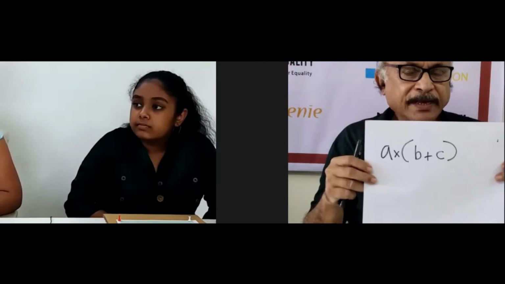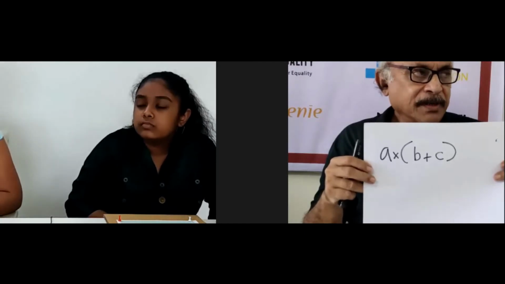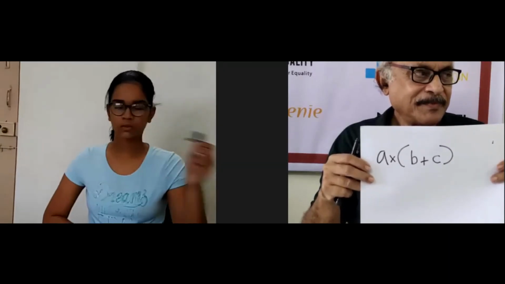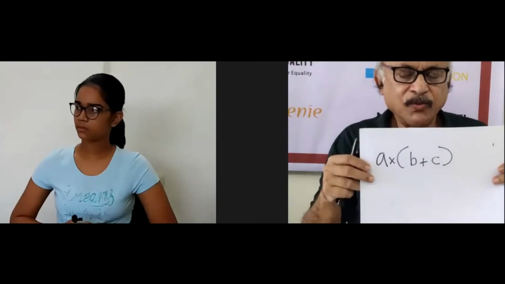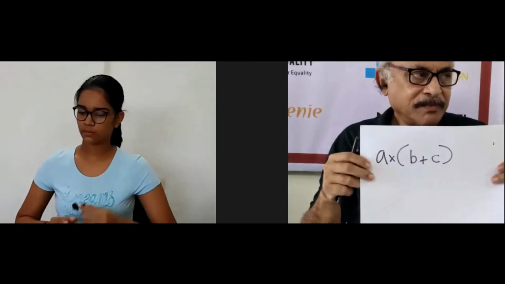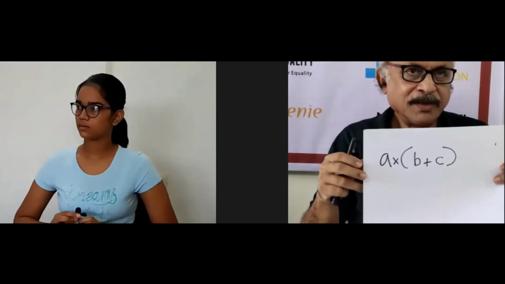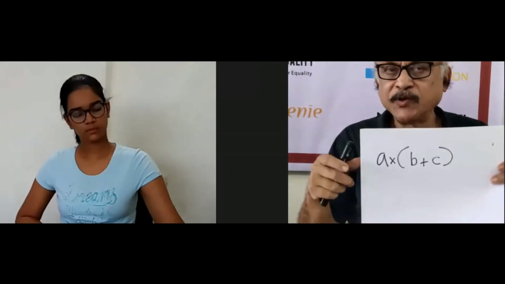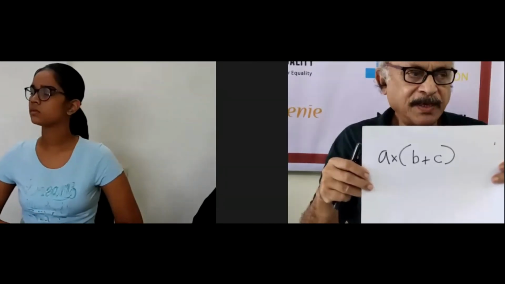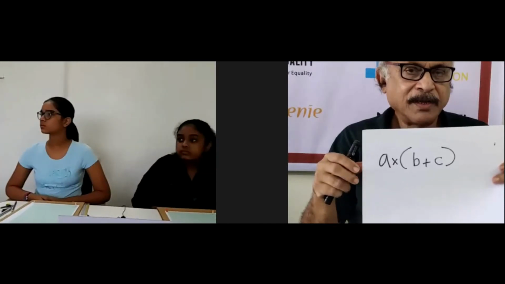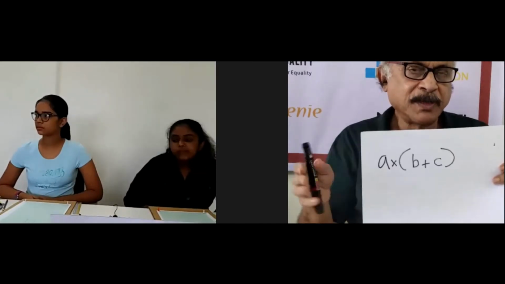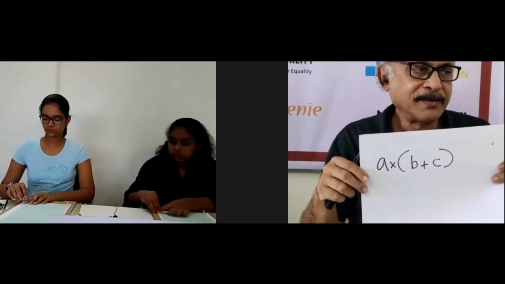In the problem that Janganit just solved, Nandita, you have to answer the question. What was A? 5. A was 5. What was B? 6 or 3. 6. What was C? 3. 3. Right? So now I'm going to give you different values for A, B, and C. To draw those on your graph paper, turn the graph paper over, because when you draw on graph paper, it takes time.